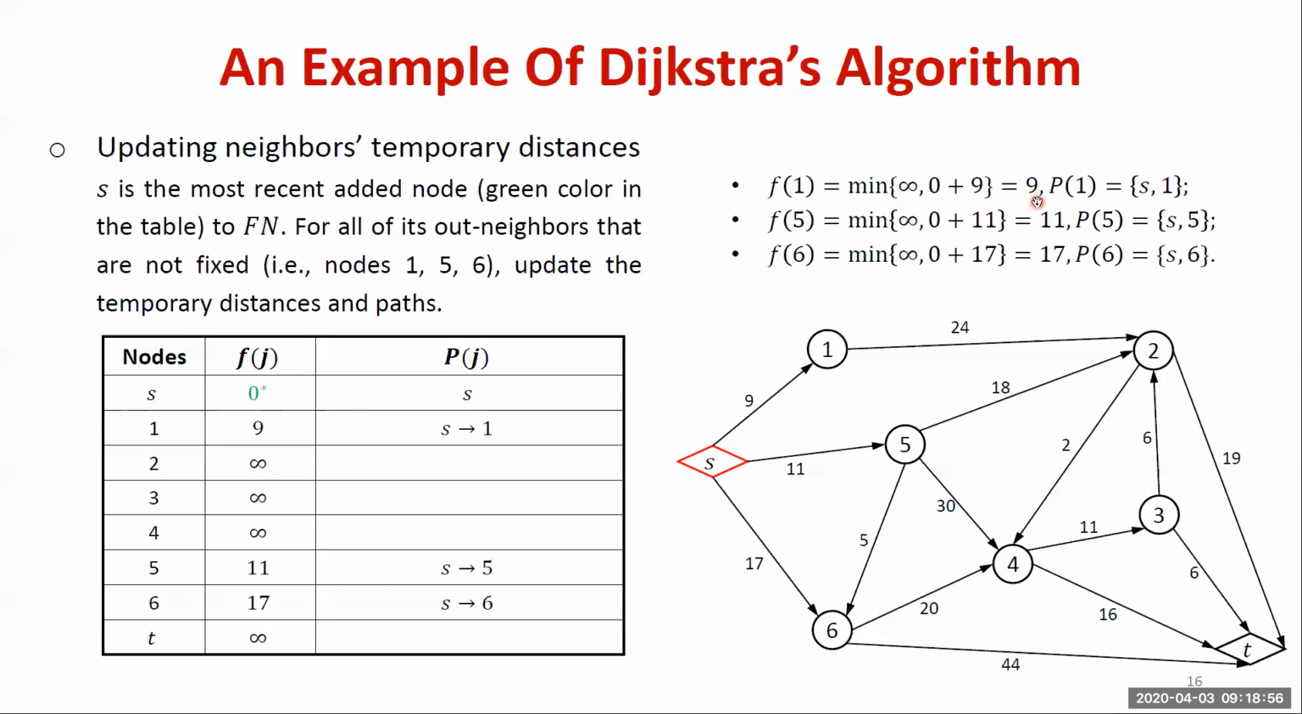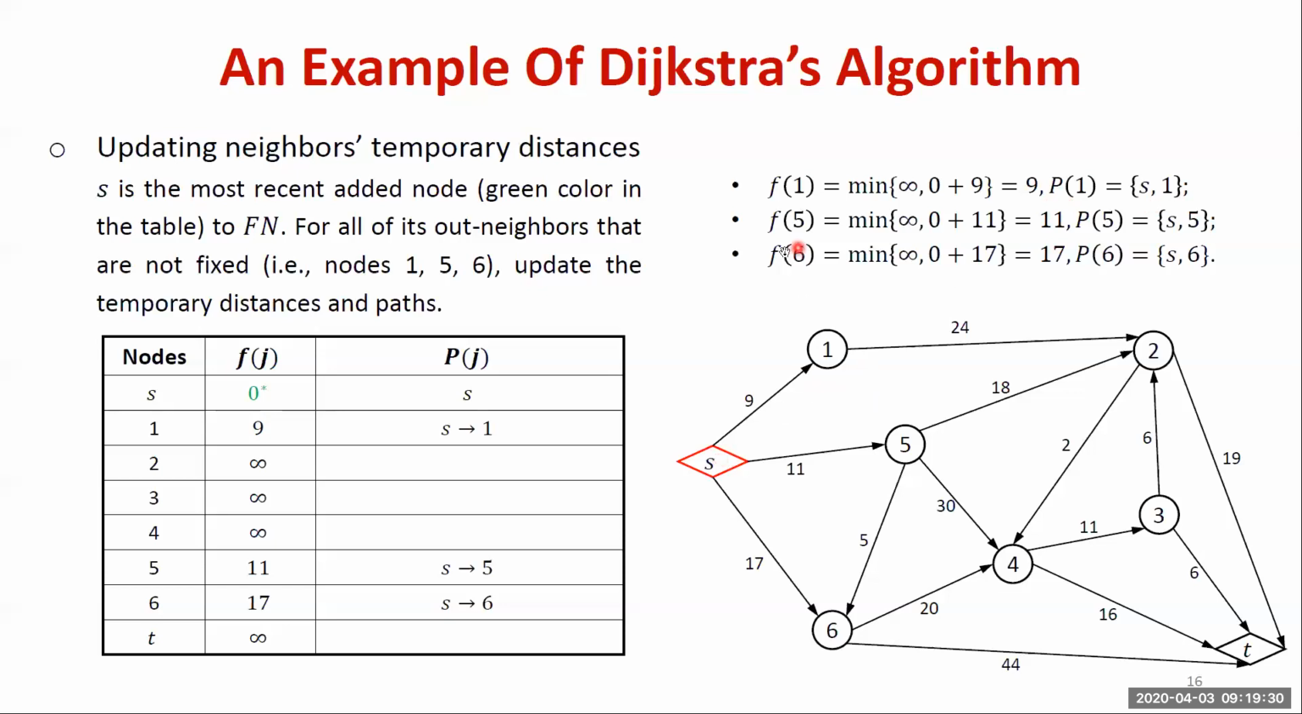So when the distance is updated, you go to the new path. The new path is what? The path from S to the most recent added node, which is from S to S, then from this S to 1. So the path is going to be S and 1. This P1 means the current shortest path, be careful, it's not fixed, it's temporary. The current shortest path from S to 1 is from S to 1. That's it.